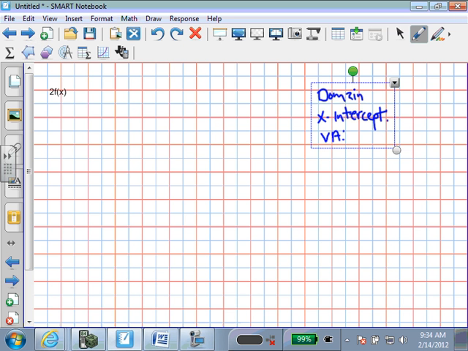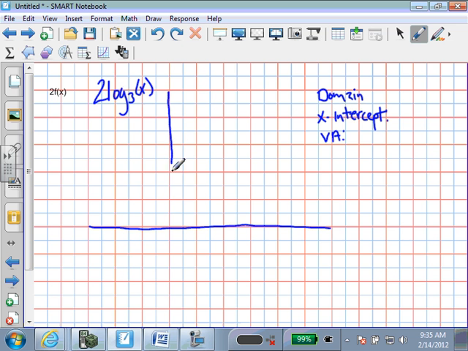2f of x would mean 2 log base 3 of x. That 2 is in the vertical stretch spot, so every point is stretched twice as far away from the x-axis as it originally is.